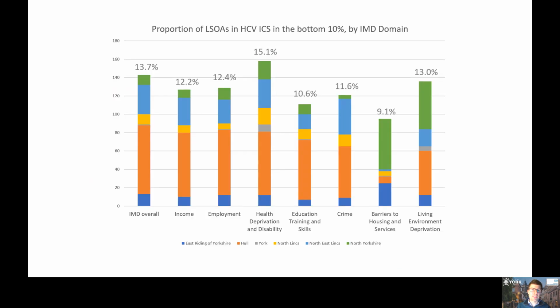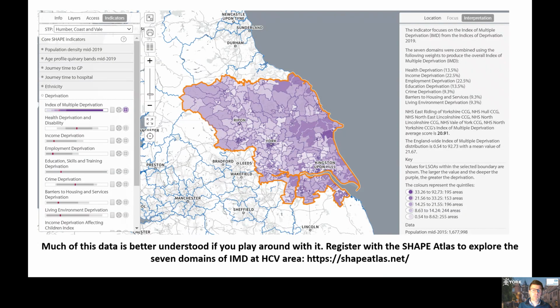We could also think about the different domains and, of the domains, which of our small areas are in the bottom 10%. And as you can see, it ranges, but in the health, deprivation and disability domain, we have 15% of our small areas in that bottom 10%. So potentially our health problems are driving some other elements of deprivation. A lot of this data is much better understood if you play around with it yourself. So I invite you to register with the Shape Atlas, which will help you explore the 7 domains of IMD for Humber Coast and Vale.